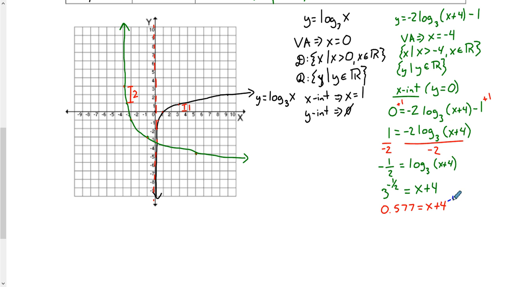So subtract 4. X equals negative 3.42. So our x-intercept is negative 3.42. Does that fit as best as possible? Absolutely.